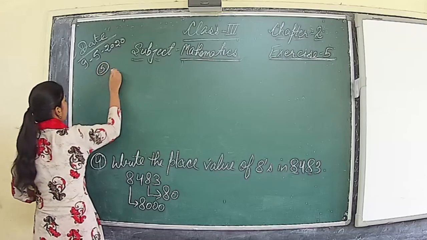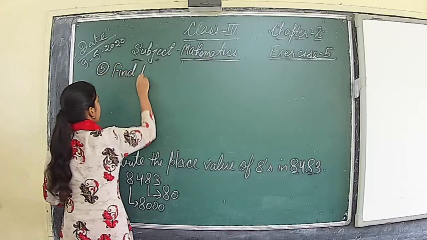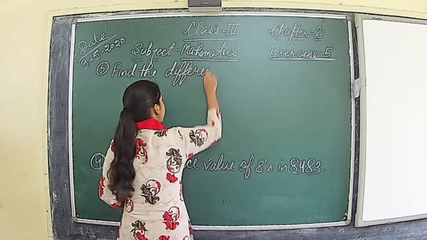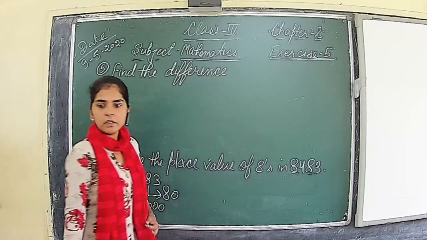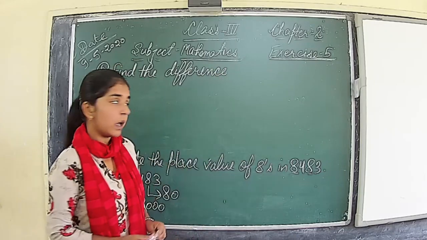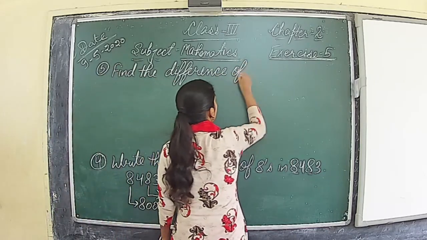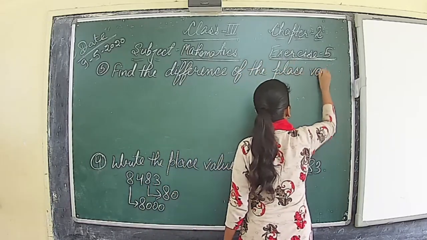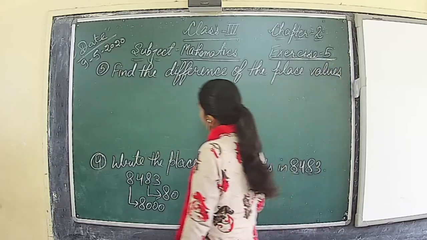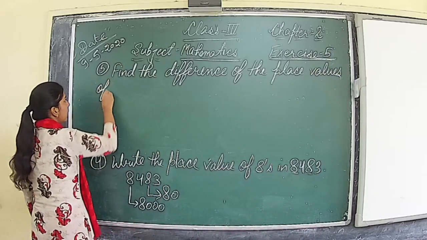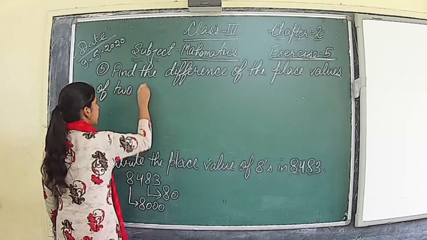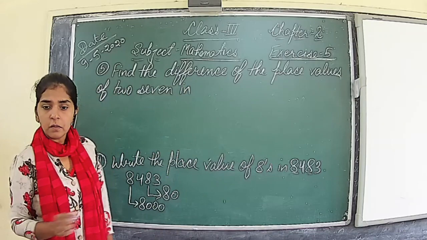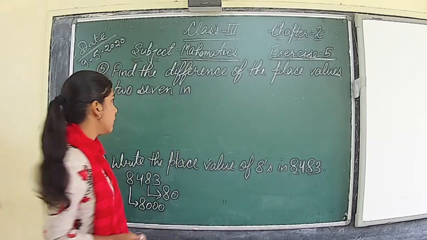Find the difference of the place values of two sevens in. So what is the number given here? The number is 6577.